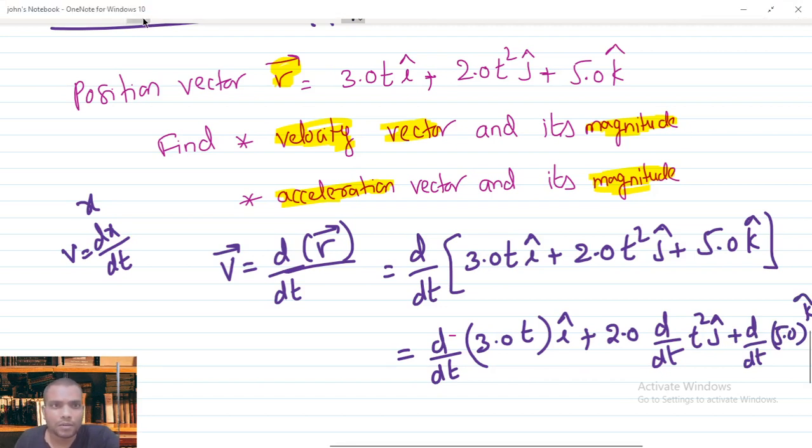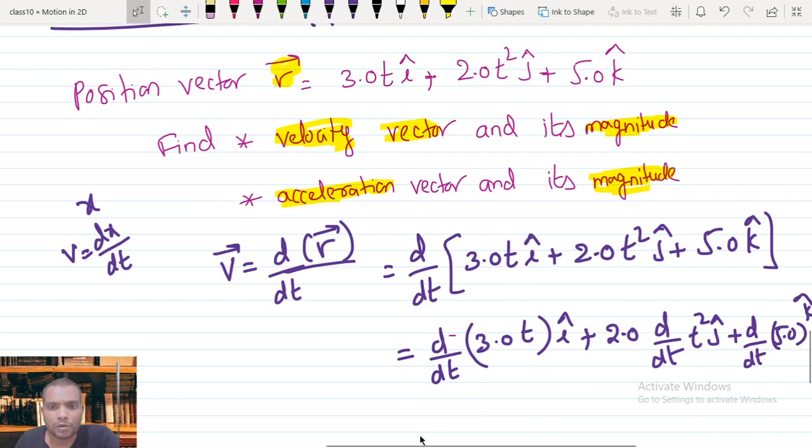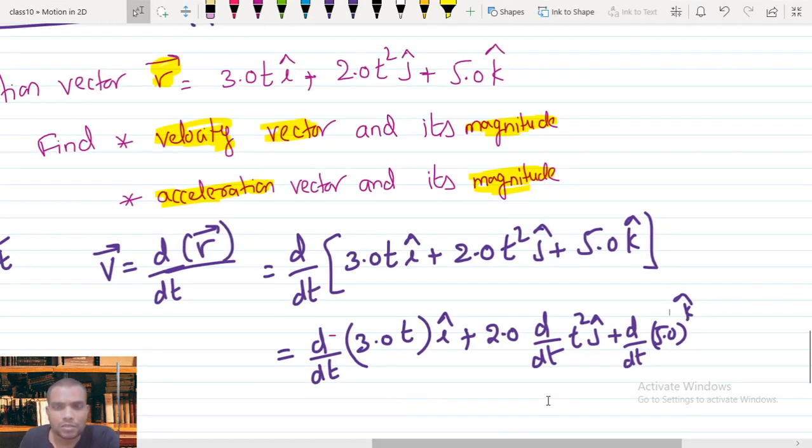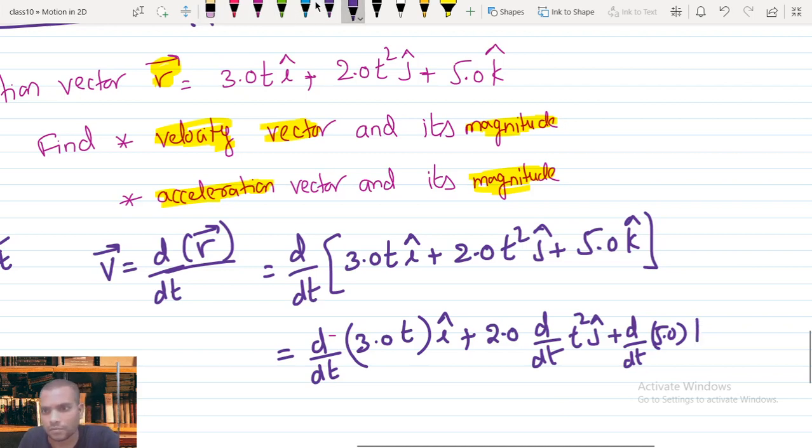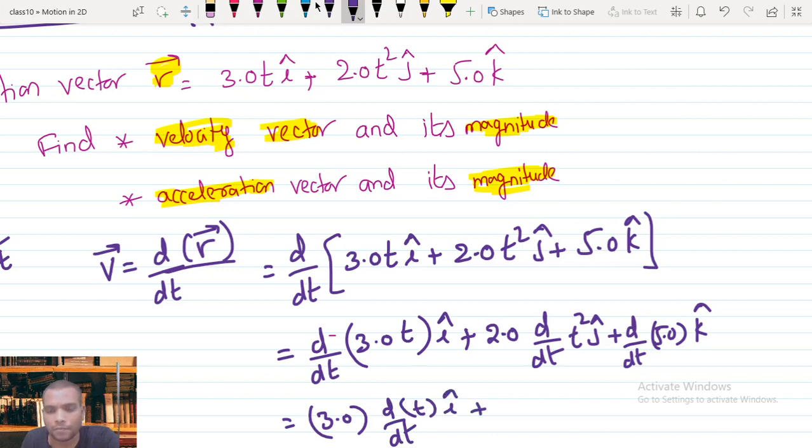Now remember, we can do differentiation only of variables, not numbers. So here, which are the numbers? We cannot do differentiation of those numbers. We need to do differentiation only of the variables. Now I can write 3.0 times d by dt of t i cap, and the rest also: 2.0 d by dt of t square j cap plus 5.0 times d by dt of k cap.